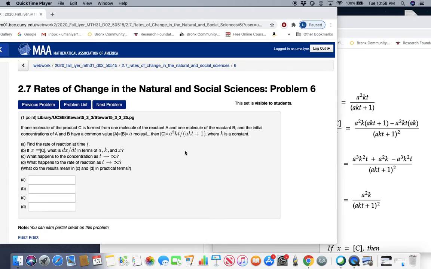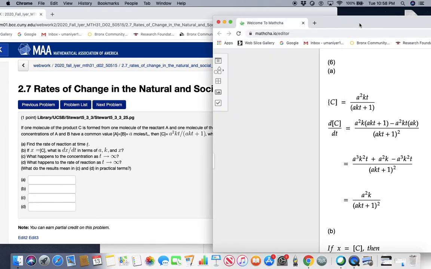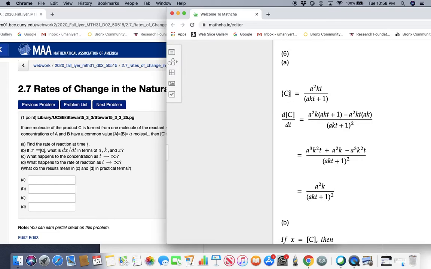Rate of reaction is the derivative of the concentration of the product. So if bracket C is this function, you are going to find the derivative of this concentration with respect to time. So t is the variable here. Look, there is a t upstairs and downstairs, so you're looking for the quotient rule: denominator squared, derivative of the numerator times the denominator as it is, minus the numerator as it is times the derivative of the denominator. Okay, t is my variable.